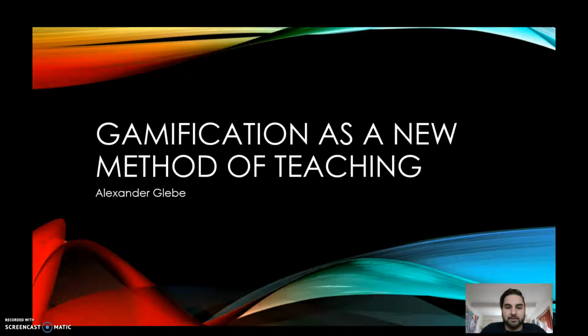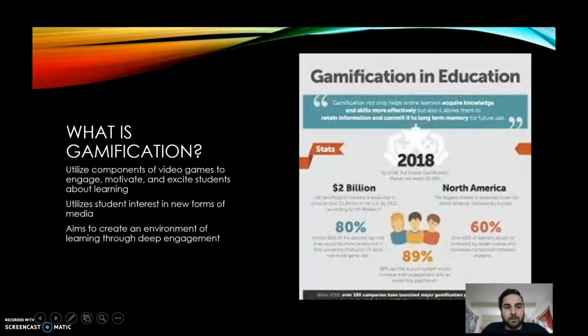Gamification as a New Method of Technology. So, what is gamification? Gamification is when, in education, you utilize components of video games to engage, motivate, and excite students about learning. You also are utilizing student interest in new forms of media and aim to create an environment of learning through deep engagement.